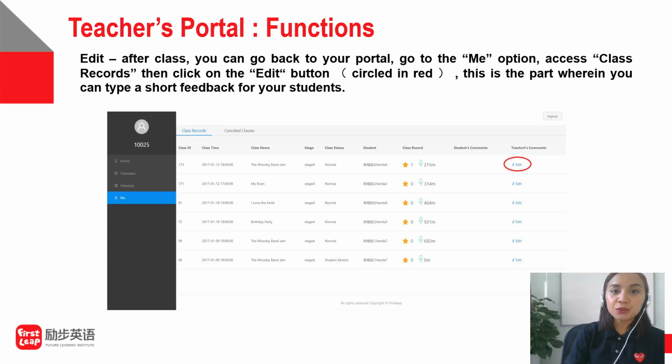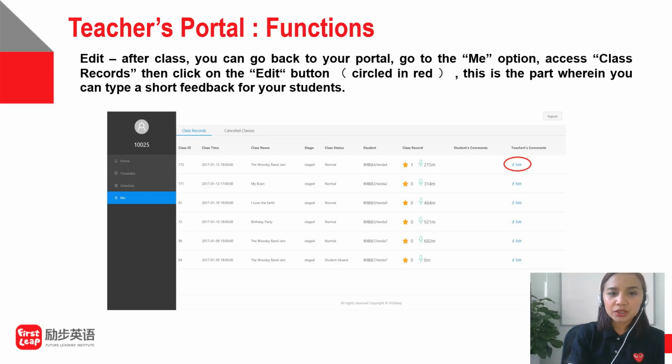So if you want to give your comments after the class, remember that even though you have your classes on the VC, you cannot give your comments there. You have to exit the VC and go back to the portal if you want to give your comments, and then go down to the Me option and look for Edit, okay?